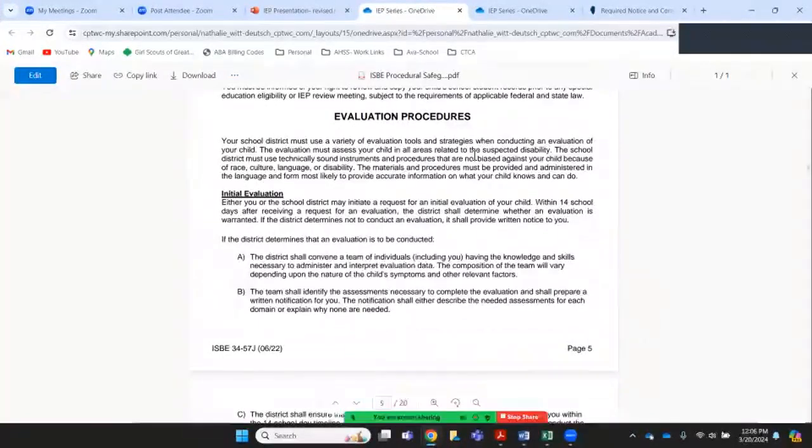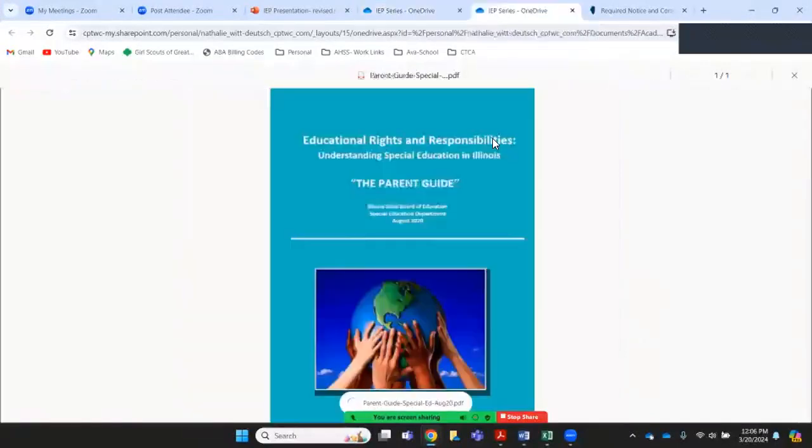I'll be sending this to you in an email so you have it, but you can also download it from the Illinois State Board of Ed website. And then, like I said, they put together this handy dandy parent guide back in 2020 to help explain special ed services, just special education in general in the state of Illinois. But it's 232 pages. So although it does a great job of explaining, it's not exactly an easy read in terms of like, oh, quick, I'm going to find out everything that happens with regards to the special education process.